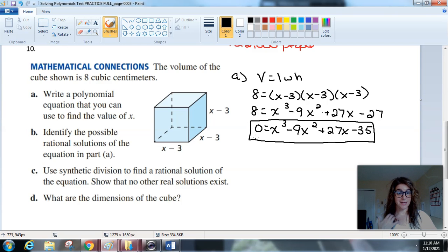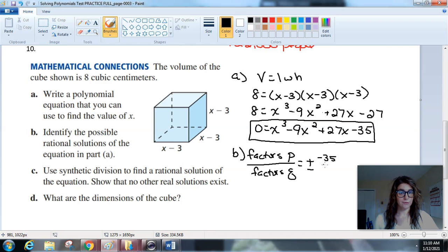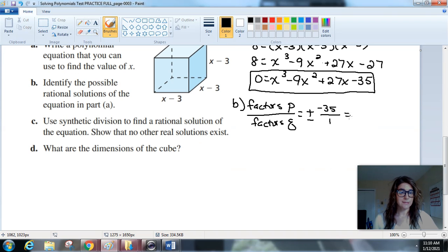Then it says identify the possible rational roots. So that's bringing back our rational root theorem. Rational root theorem is the factors of your constant, P over Q, Q being your leading coefficient. So it's plus or minus the factors of a negative 35 all over a 1. Okay. This is fairly simple. Factors of 35 are only 1, 5, 7, and 35, and it's plus or minus all of those. So those are your possible solutions.